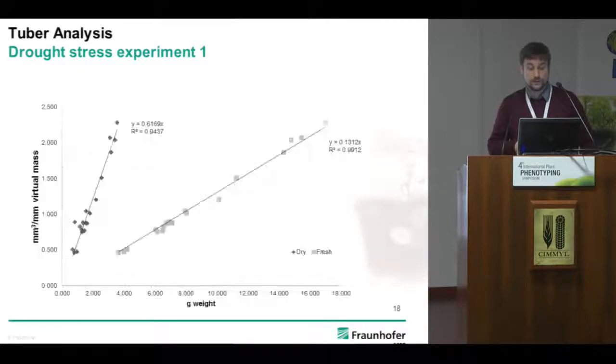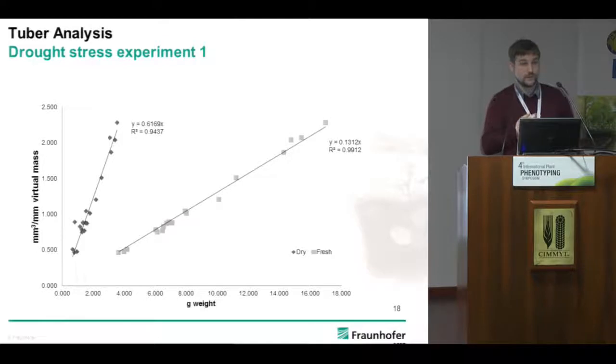But having all this data together, what we can now do afterwards, with the destructive sampling, is look at how this attenuation times the volume we've measured correlates with the fresh weight or the dry weight.